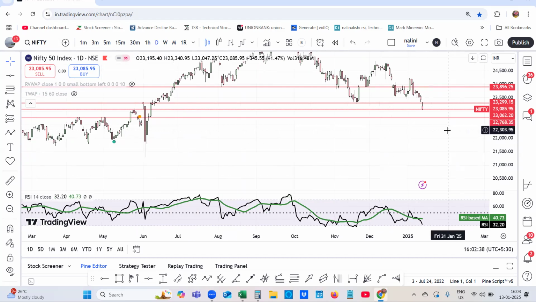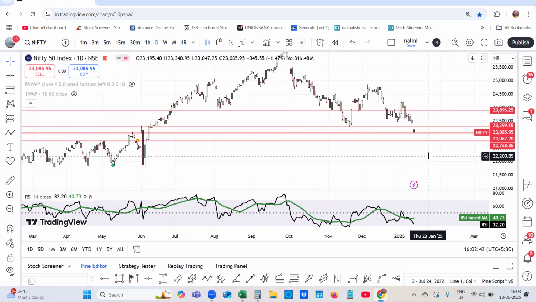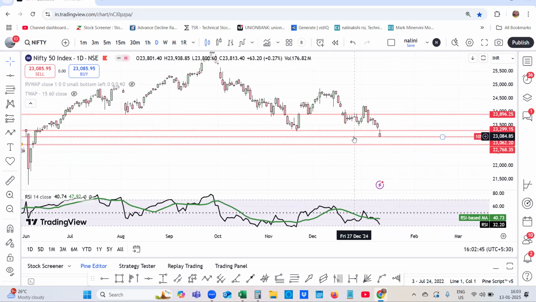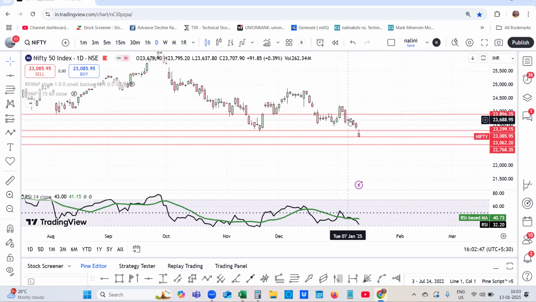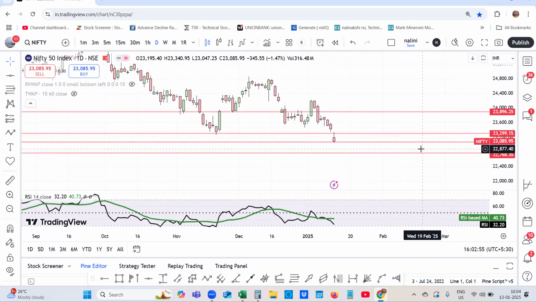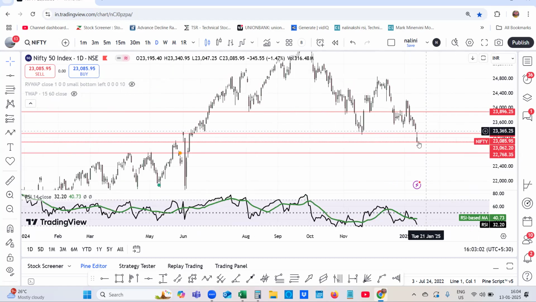Tomorrow is also Tuesday. Since the market is oversold continuously, you can see the candles, 1, 2, 3, 4, 5, 6, 7 consecutive bear candles you are seeing. And also on the daily chart, the RSI is becoming oversold. So you need to be careful actually, and there is an order block over here.